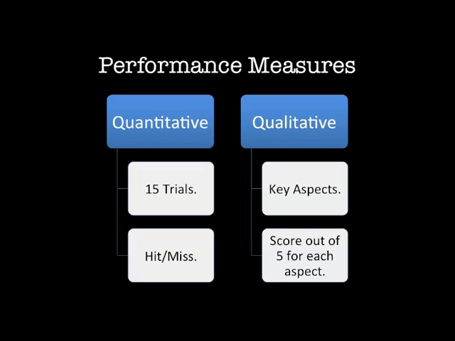When measuring performance, it's important to consider both a quantitative and qualitative approach. For the purposes of our program, the quantitative performance measure will involve performing 15 trials and recording the hit-miss ratio, and the qualitative performance measure will involve identifying the key aspects of the skill and scoring the learner out of 5 for each of those aspects.